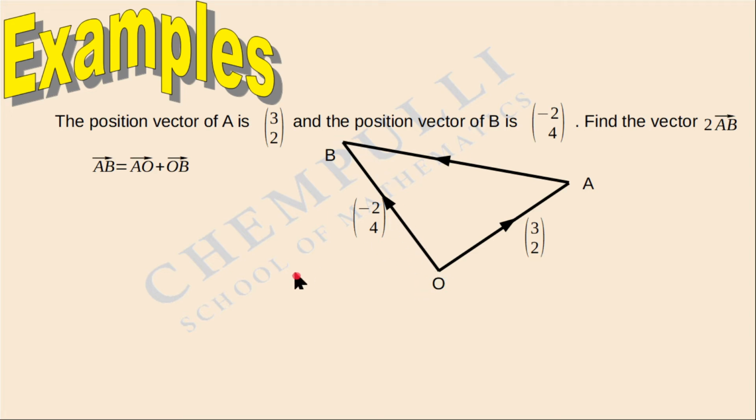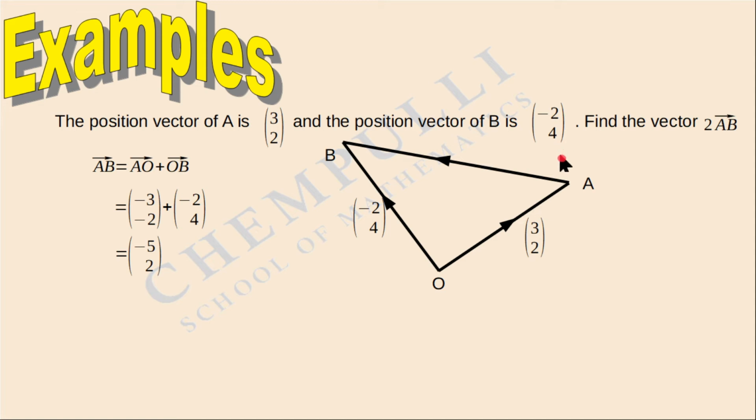Then we can write it like this: (-3, -2) plus (-2, 4). Then we can add these two vectors. What is negative 3 plus negative 2? It becomes negative 5. Then negative 2 plus 4 becomes 2. We can write it like this: negative 3 plus negative 2 is negative 5, and negative 2 plus 4, what is the answer? That is 2.